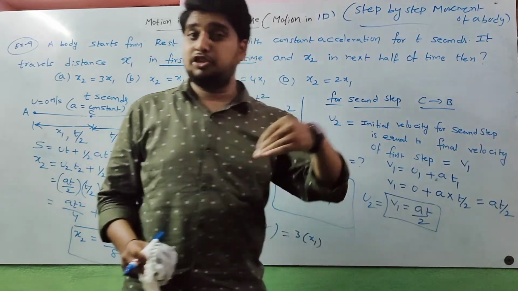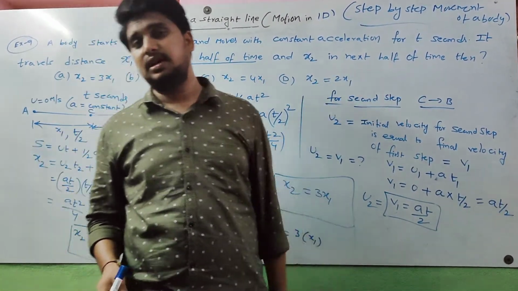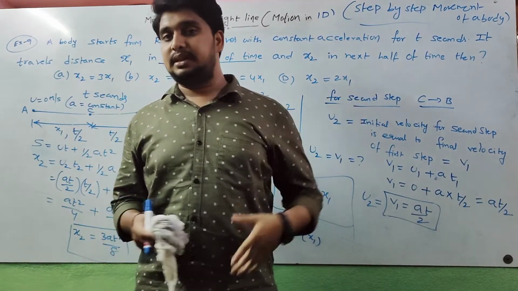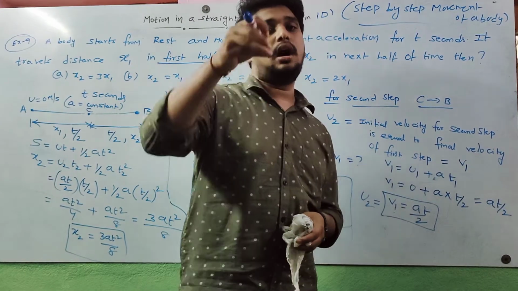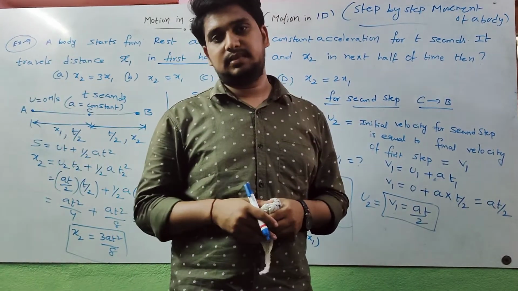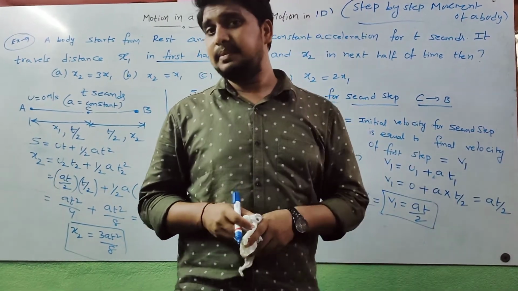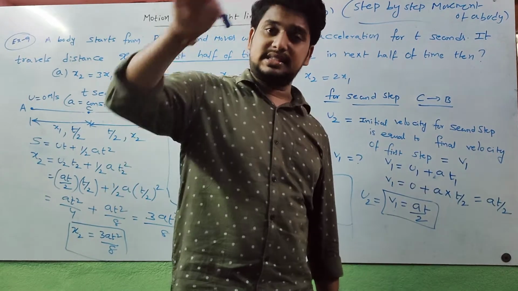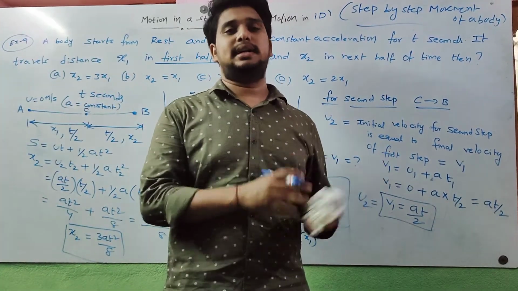For example, in this question a third step is not given. But if a third step is given, how to find the initial velocity? Initial velocity for the third step is equal to the final velocity of the second step. Similarly, initial velocity for the second step is equal to the final velocity of the first step. Like this we consider here.